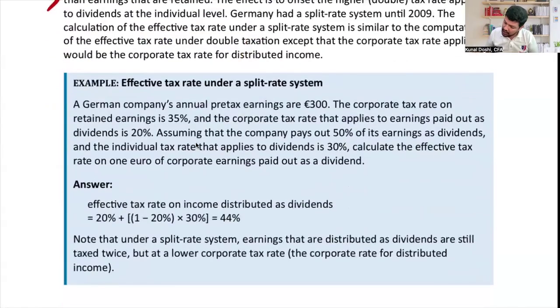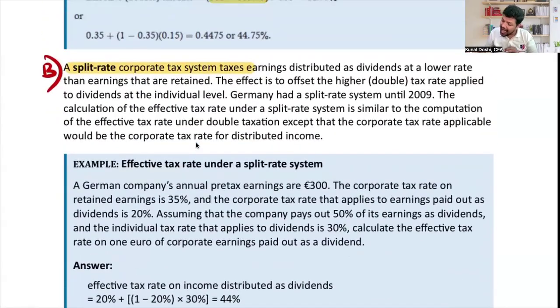See this. Here the earnings distributed as dividends are taxed at a lower rate than earnings that are retained. Yes, so the taxes on what is distributed, so dividend tax, is actually lower than on the earnings which are retained. So due to this, what happens is that there is a special tax rate if the company is paying out dividends rather than a higher tax rate when the company is retaining. This effect is to offset the double taxation issue, correct? Germany had a split rate system until 2009.